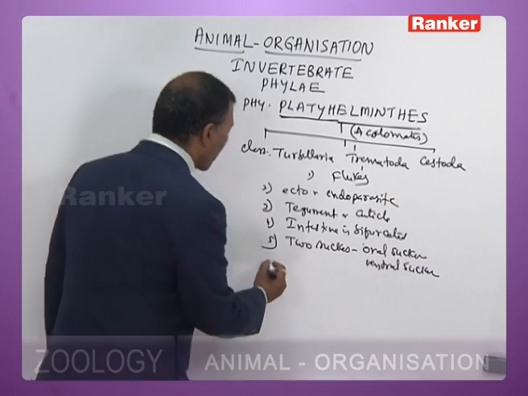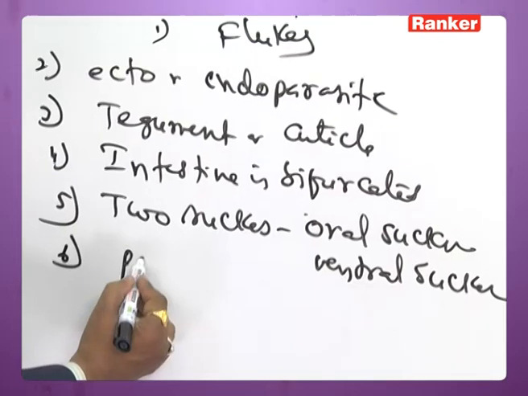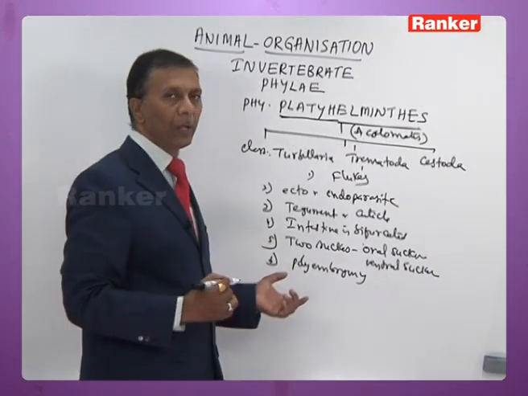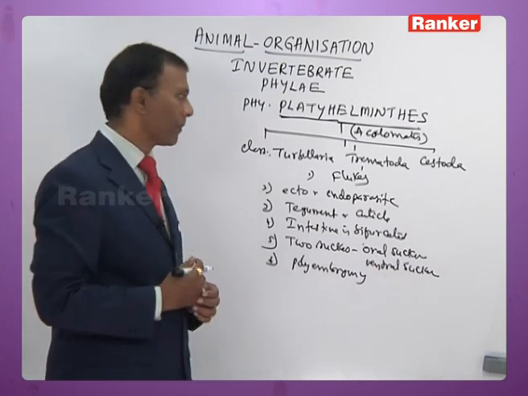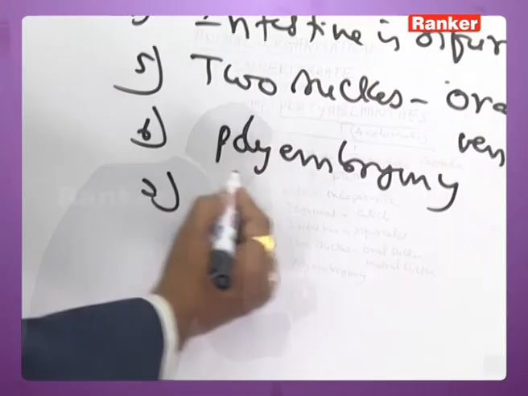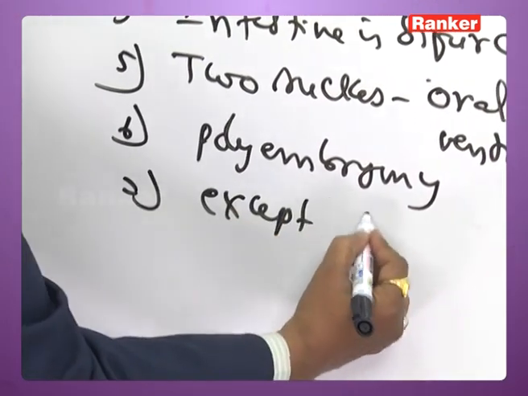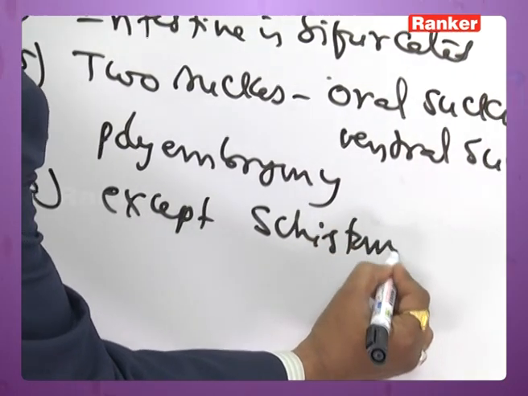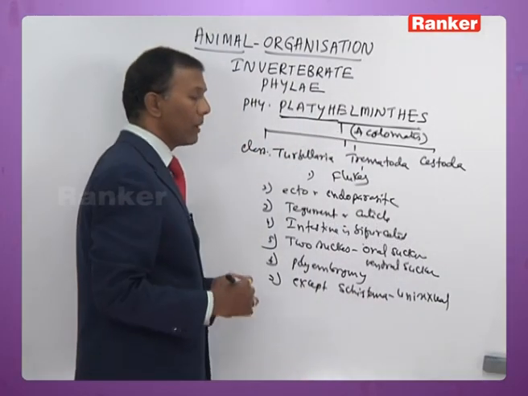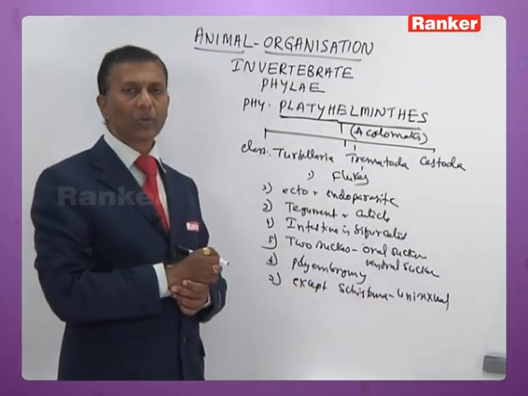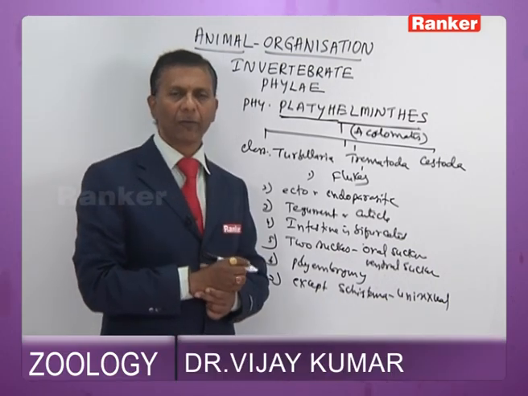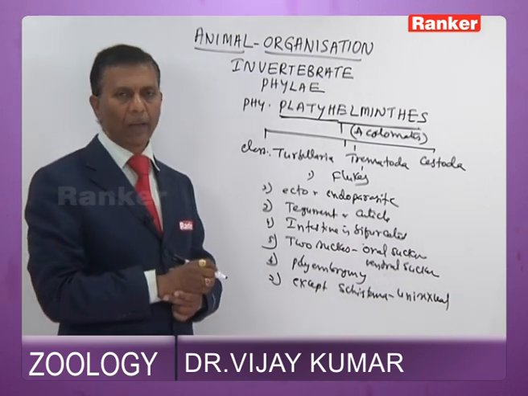Then they exhibit polyembryony. Life cycle involves many embryos which are considered as the larvae. Then all are bisexual. All trematodes are bisexual except Schistosoma, which is unisexual. All the other trematodes, which are commonly called flukes, are bisexual here. And all of them are parasitic. A few are ectoparasites and most of them are endoparasites.